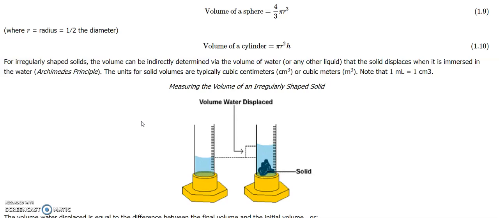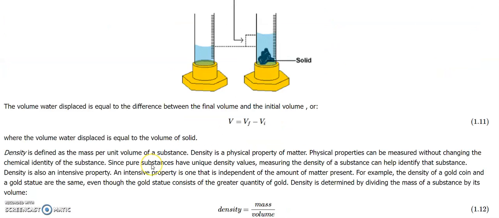When it is immersed in the water, Archimedes' principle applies. The units for solid volumes are typically cubic centimeters or cubic meters, or 1 ml is equal to 1 cubic centimeter. Measuring the volume of an irregularly shaped solid: you can see here, after adding the solid, the water level is going up, and this is the displacement. So what will happen here?